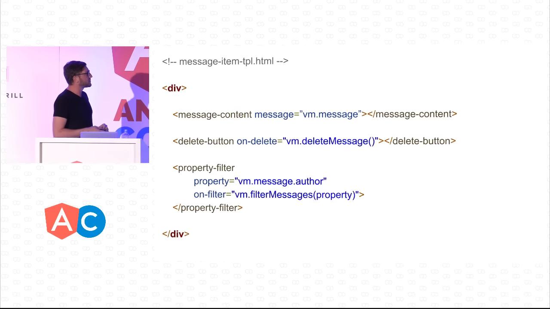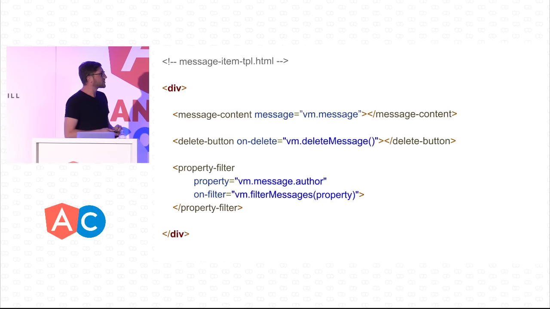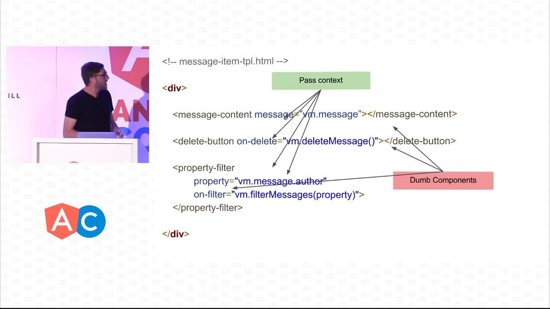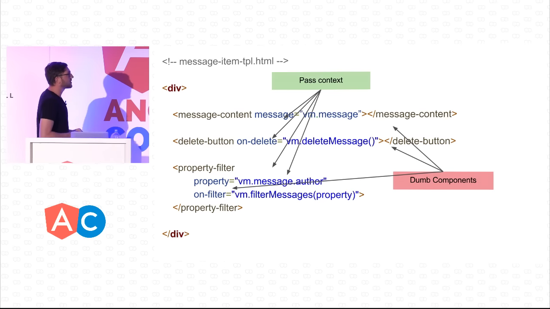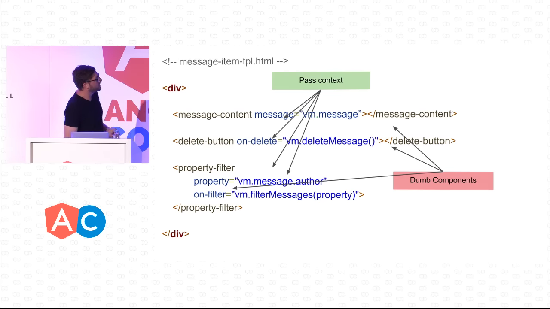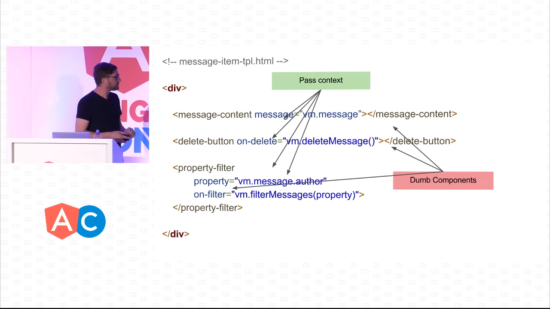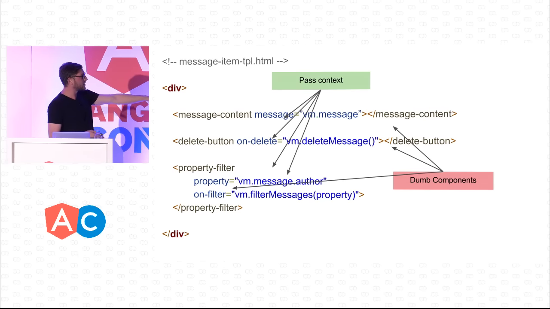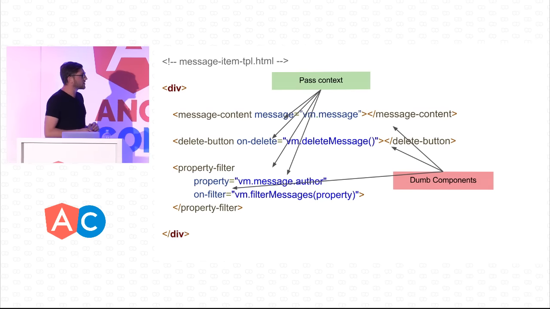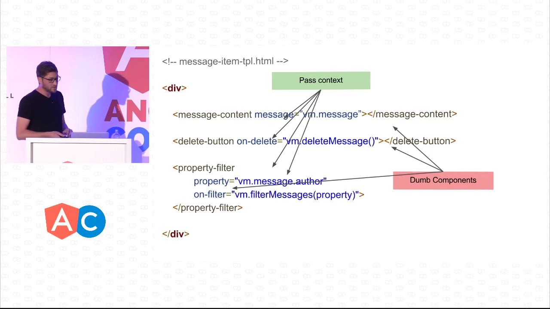How does the message item smart component template look like? We have all the DOM components that are displaying our message. In this case, we have the message content DOM component, a delete button, and our property filter. The green thing is that we pass the context, as you see by the green arrows there, and we have the property filter that has an onFilter callback, for instance. So this is actually the interface that we implement from our smart component.